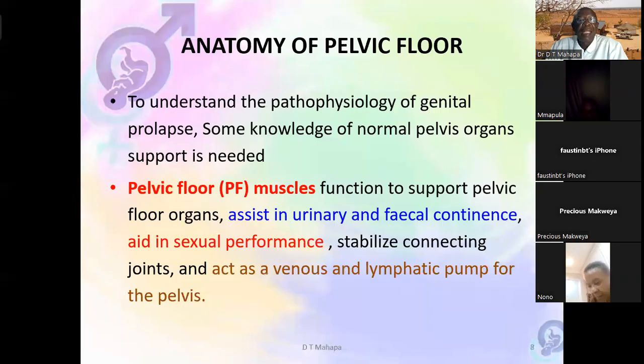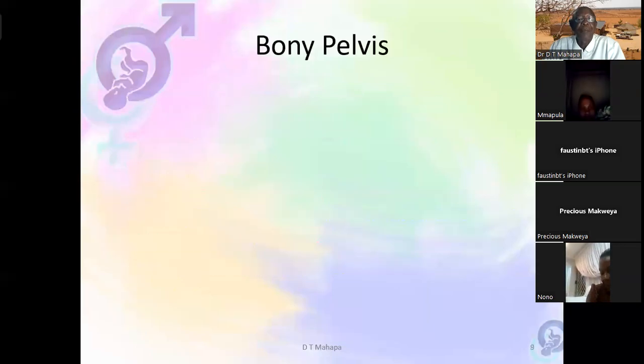A little bit of anatomy is needed to understand pelvic organ prolapse. The pelvic floor is very important, and its function is to support the pelvic organs. If there's damage to the pelvic floor, then there's going to be pelvic organ prolapse. The function of the pelvic floor is not only to support those pelvic organs, it also assists in urinary and fecal continence, in sexual functioning, and stabilizing the joint. It also acts as a lymphatic pump and blood pump from the lower legs upwards.